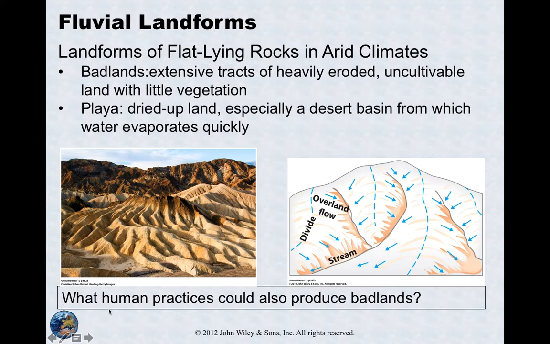So down here it says, what human practices could also produce badlands? Well, over-leaching soil in agriculture. We're increasing our desert land every year in the world by 20,000 acres because we're basically growing things and leaching our soil. And that's one way that we could produce badlands.